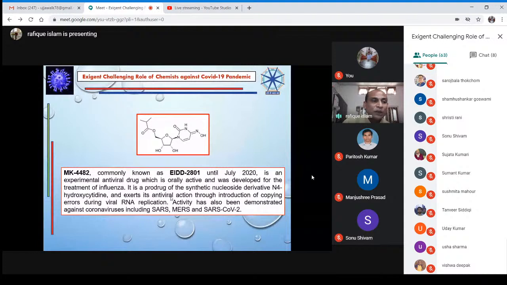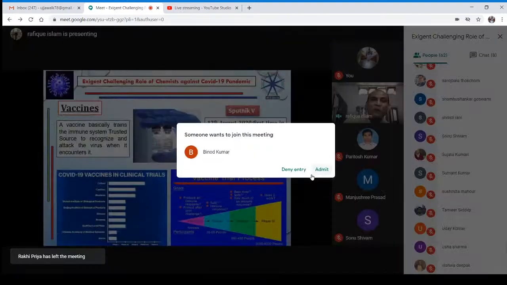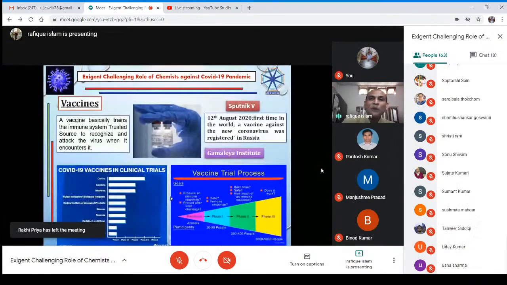So these are the molecules. Basically, these are the drugs being used in clinical trials to find efficient or effective therapeutic medicines for the market. Then there are the vaccines, the development of vaccines. So there is good news also.